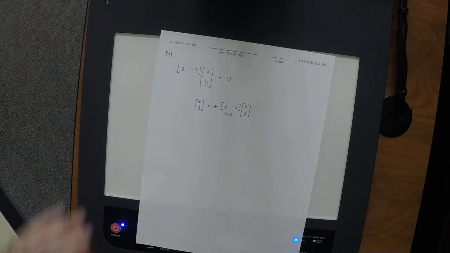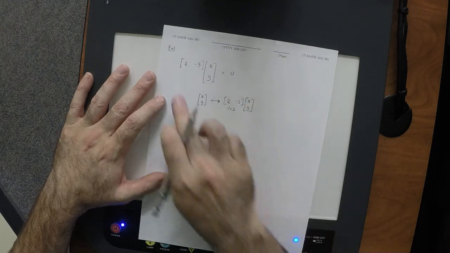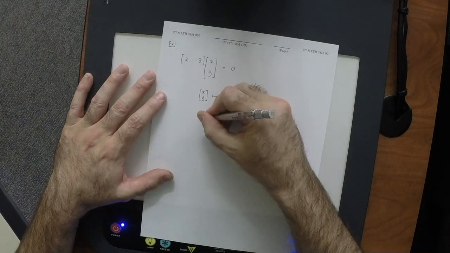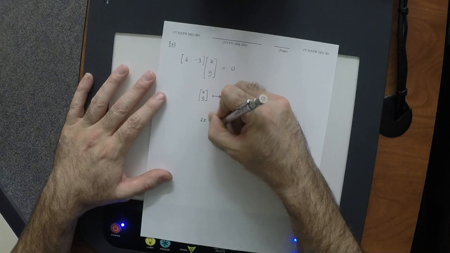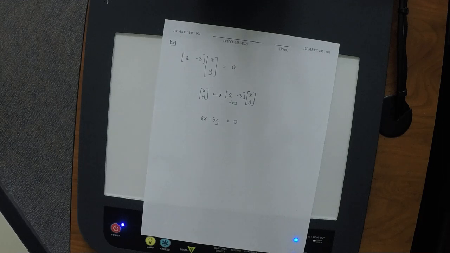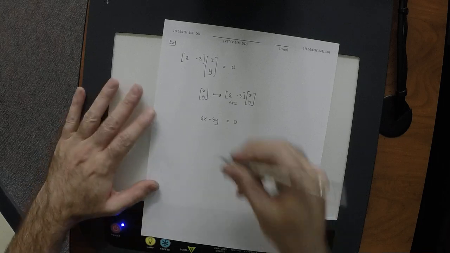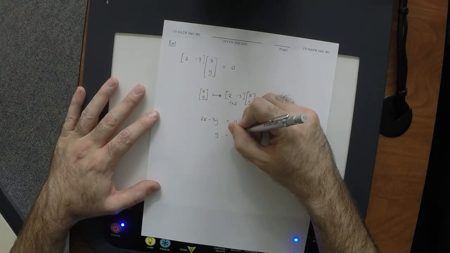And so if we were to carry out that multiplication, what do you get? 2x minus 3y is equal to 0. And now that you have this equation, my request of you is, can you solve for y in terms of x? Sure you can, right? So we could say y is 2/3 x.